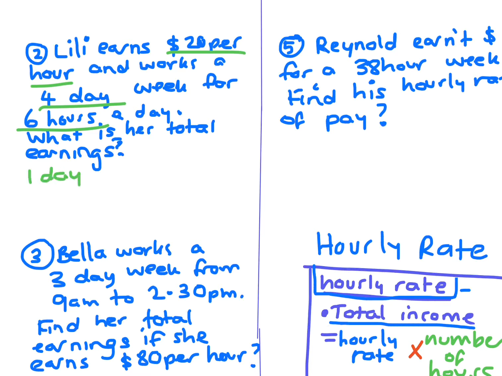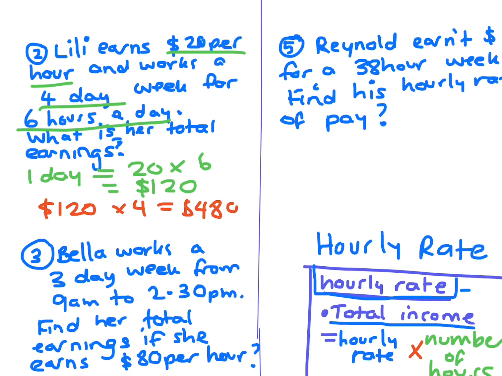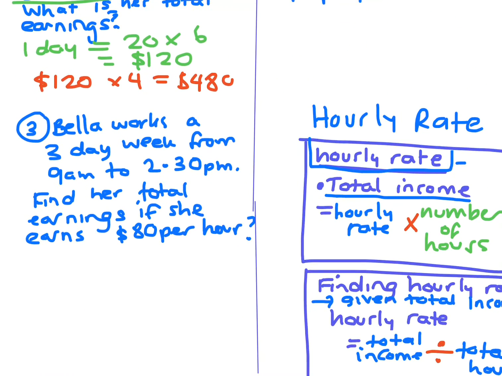All right, Lily earns $20 per hour for 4 days and works 6 hours. So for 1 day, 6 hours each day, she earns $20 times the 6, so it's earning 120. And then doing that for 4 days, so times 4 days, and you end up with $480.